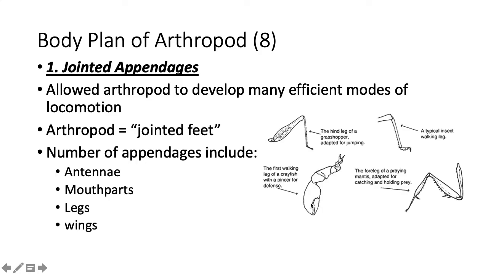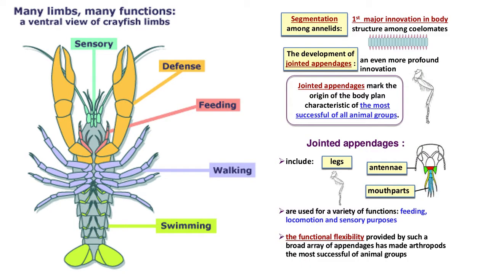So appendages include the antennae, the mouth parts, the legs, the wings. Lots of appendages here. With the many, many limbs and functions, just like looking at a crayfish, we have some that are responsible for sensory, some for defense, the feeding, the walking, the swimming.